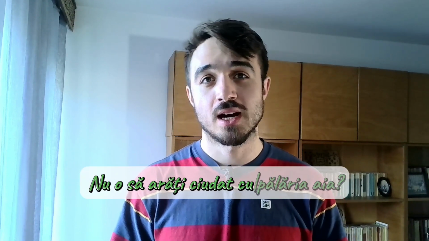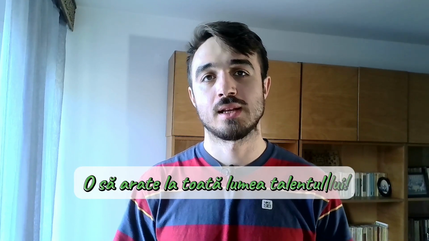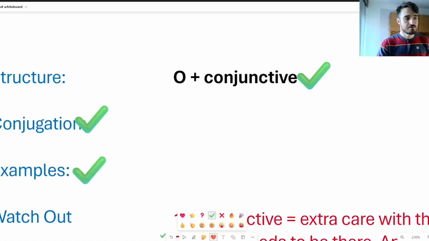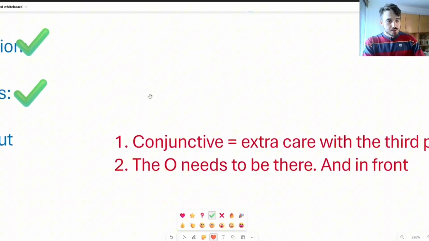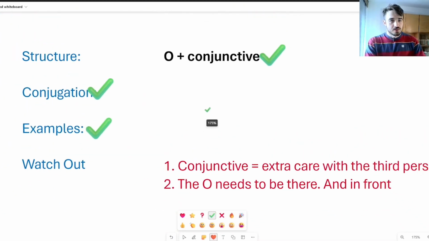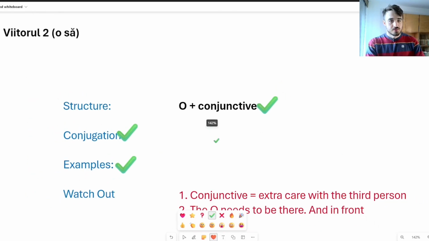So the first example, nu o să arăți ciudat cu pălăria aia. And the second one, o să arate la toată lumea talentul lui. You can see that, as always, the nu goes in front and the o and the să stay together. Once again, this will not apply necessarily to the direct and indirect objects, but until then, there's a long way. So now we're good with the examples too. We can move to some tips about this form of the future, the o să form, future 2.